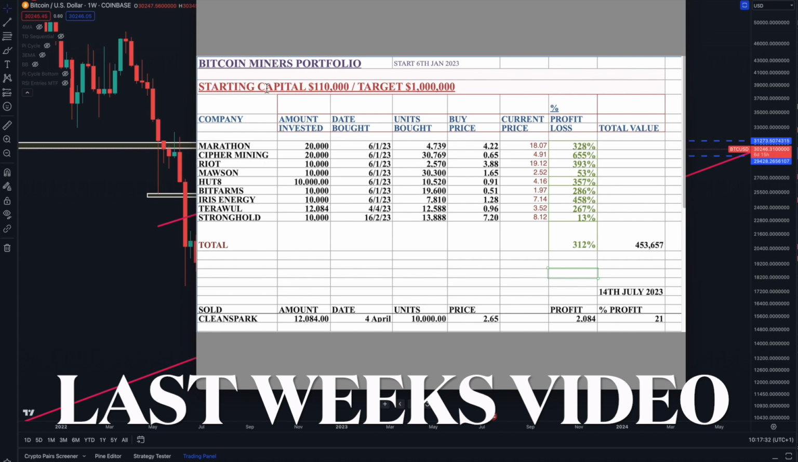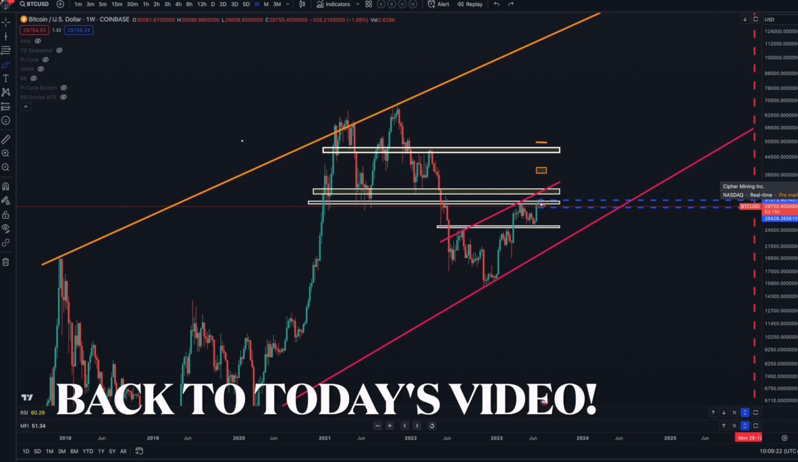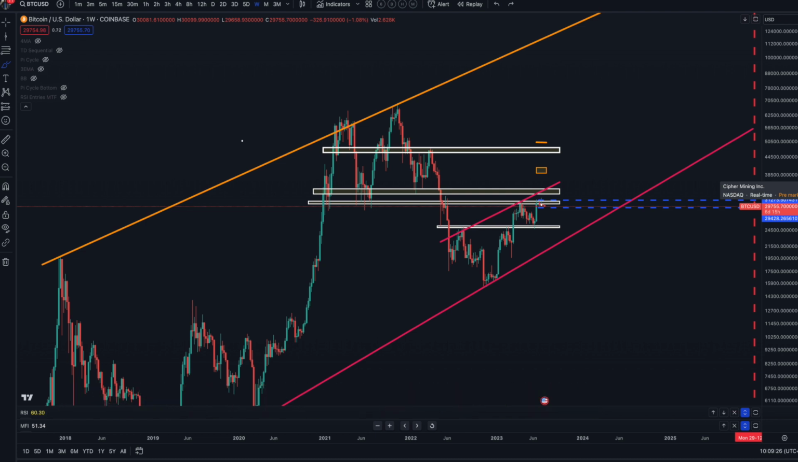So for an initial starting capital of $110,000, my target until the halving in April 2024 was $1 million. And the current value of this miners portfolio, as you can see here, is currently up 312%. Currently, this 110,000 stands at $453,000 here. So as you can see now that there is a massive opportunity, and so far the Bitcoin miners have outperformed Bitcoin by quite a lot.